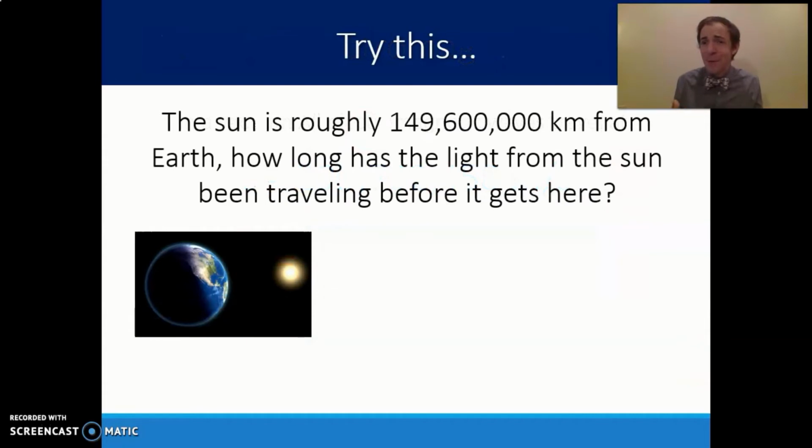So this speed of light, while it's very, very fast, much, much faster than sound, it isn't instantaneous fast. So the sun is about 150.